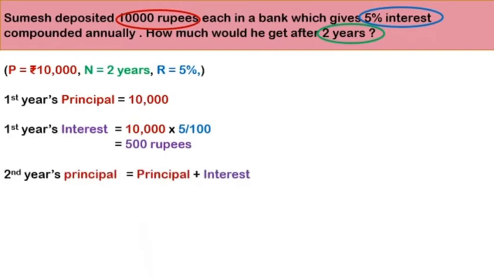So second year's principal amount is first year's principal amount plus interest, that is 10,000 plus 500.